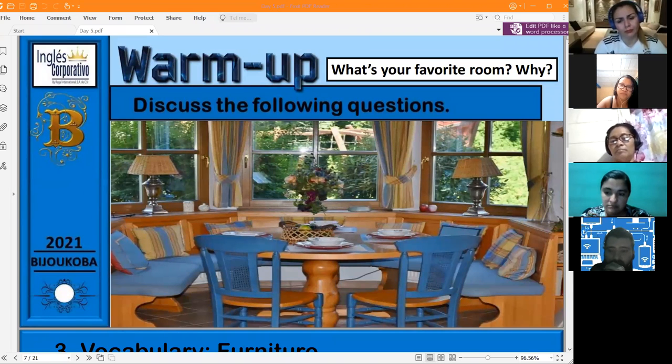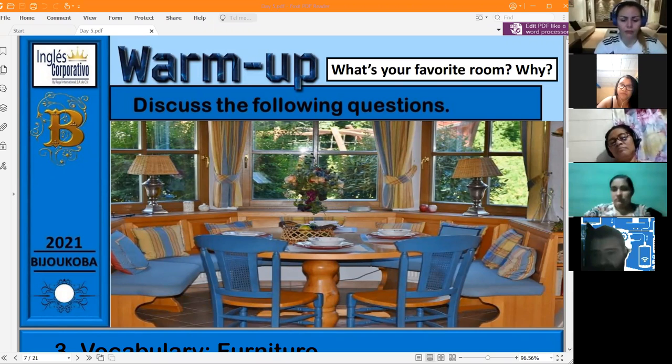My favorite room in my house is the living room. Today I'm listening to music and singers' songs: cumbia, salsa, bachata, duranguense, merengue and gruperas.